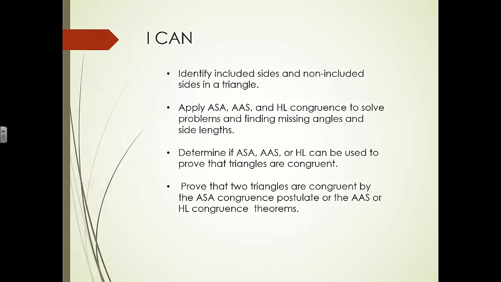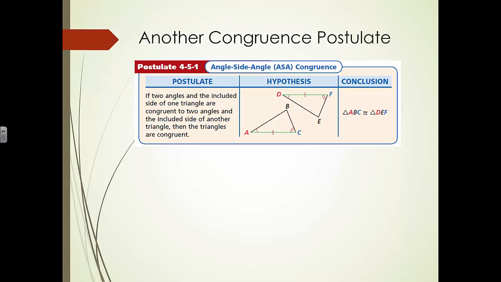By the end of this lesson, you should be able to say: I can identify included sides and non-included sides in a triangle. I can apply the angle-side-angle, angle-angle-side, and hypotenuse-leg congruence theorems and postulates to solve problems and find missing angles and side lengths. I can determine if either of those can be used to prove that triangles are congruent, and I can prove that two triangles are congruent by the angle-side-angle congruence postulate or the angle-angle-side or hypotenuse-leg congruence theorems. So let's find out what all that stuff is.